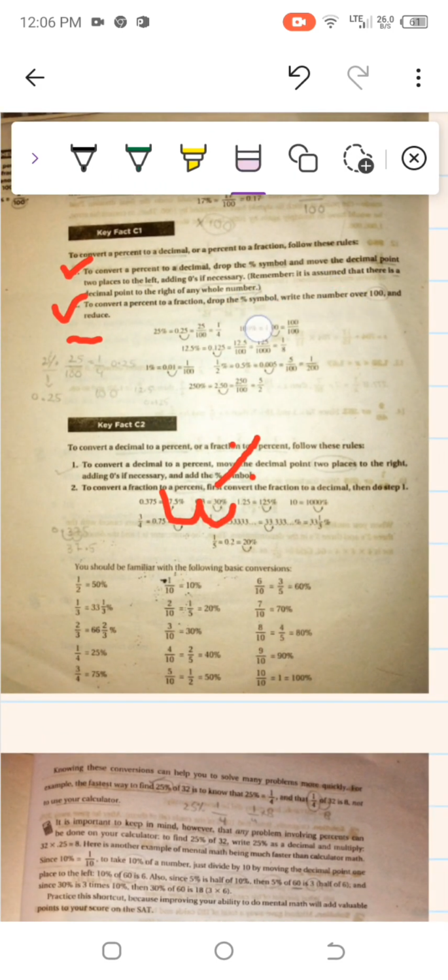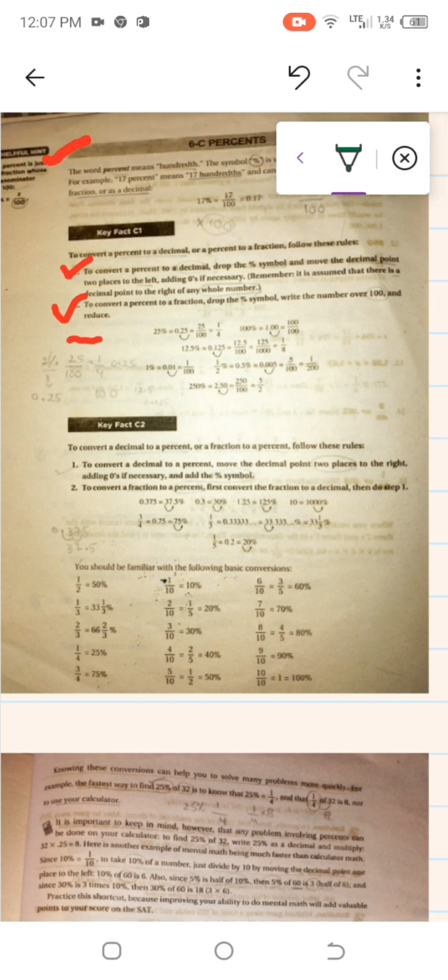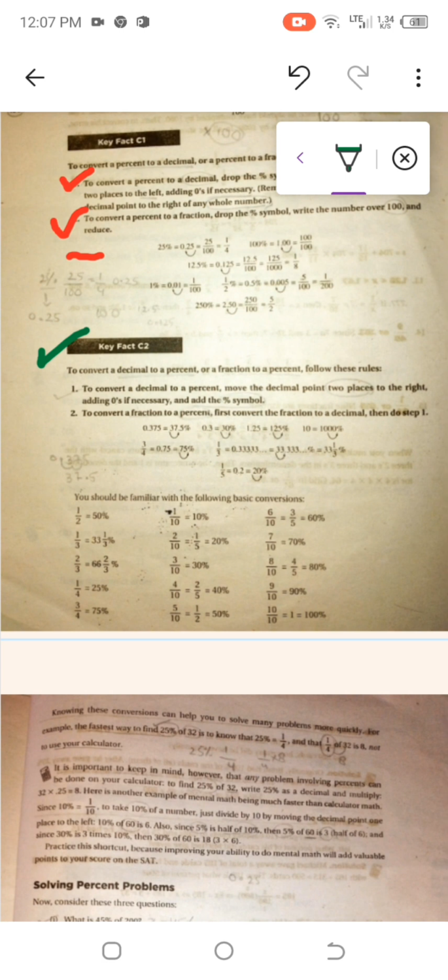Now we are moving towards key fact number 2. In this they say to convert a decimal to a percentage. As we have converted a percentage to a decimal, now we're going to convert a decimal to a percentage.